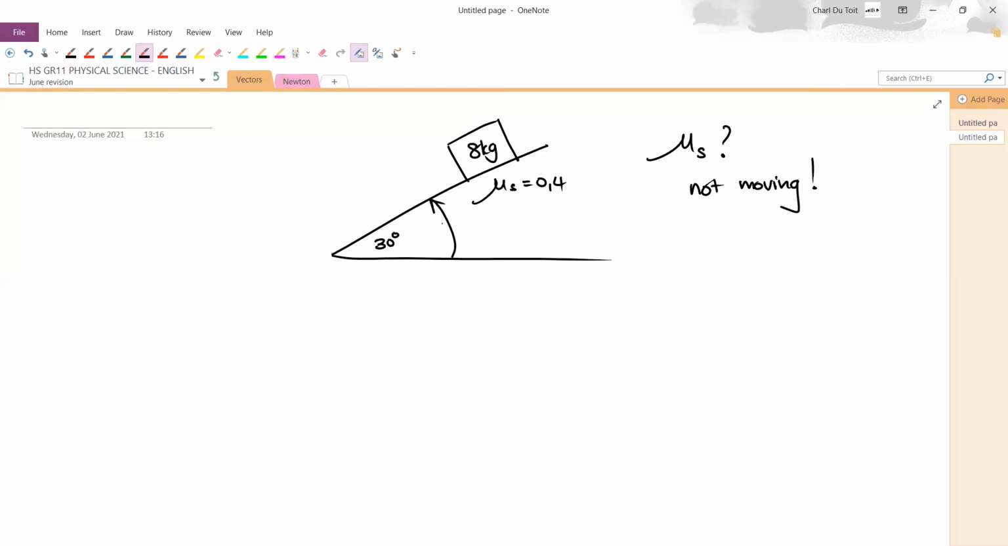So I just want to check something. That 0.4 was too low. The box will slip. So let's make it 0.6. It's very high, isn't it?